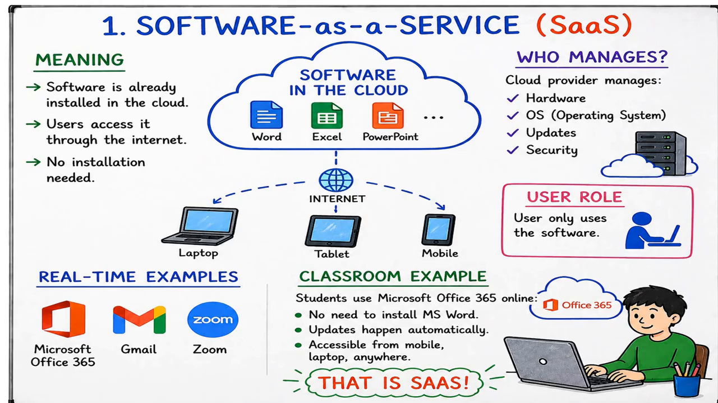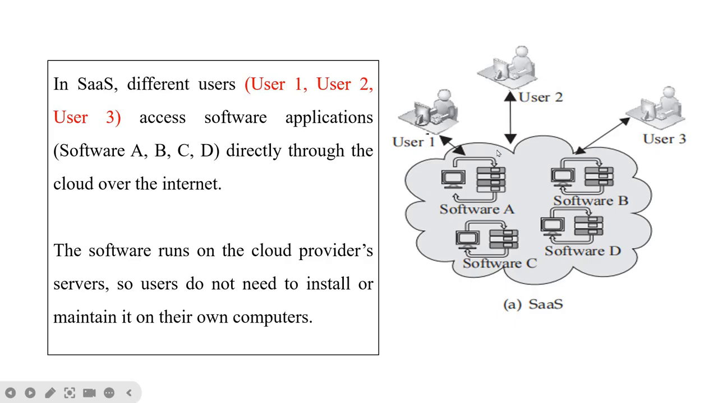So software as a service is a cloud-based software delivery model where applications are hosted online, managed by the service providers and easily accessed by the users through the internet. Here is the figure for software as a service, where you have three users, user 1, user 2 and user 3, who access software applications, that is software A, B, C and D, directly through the cloud over the internet.